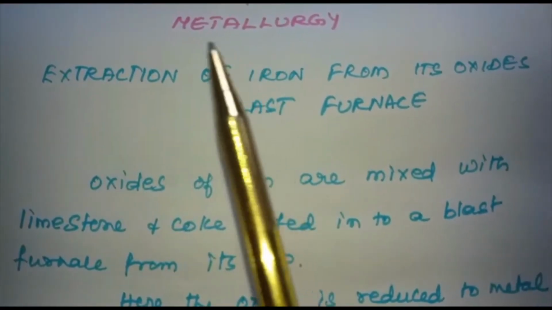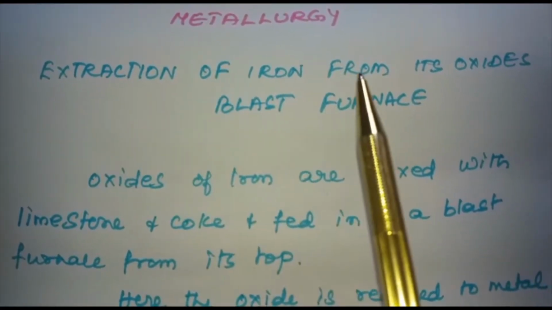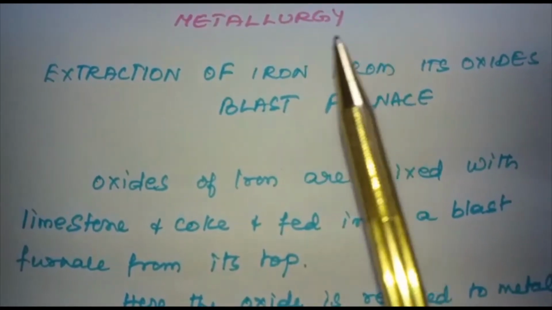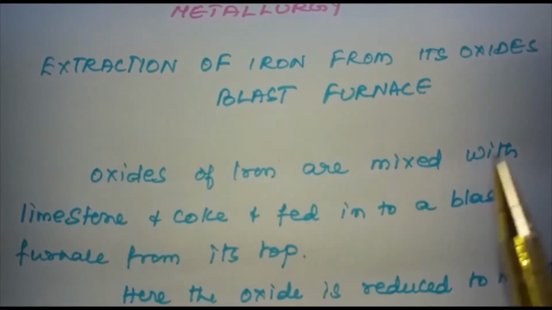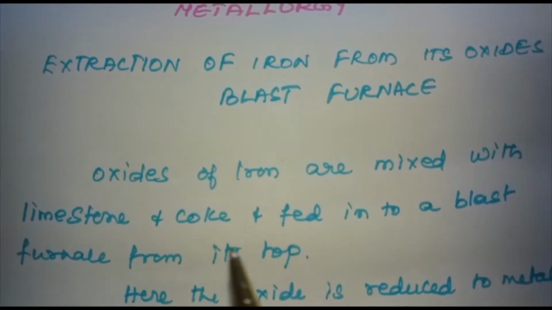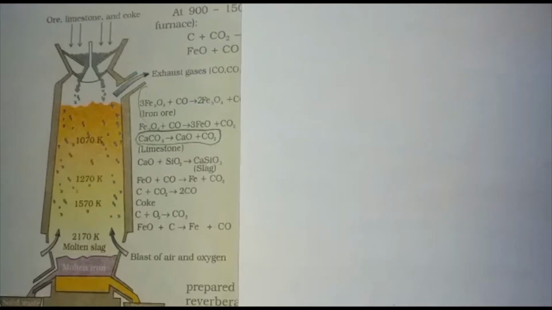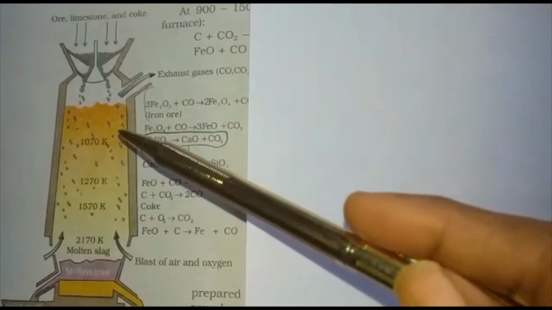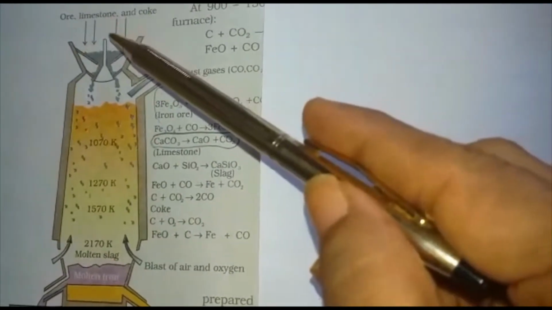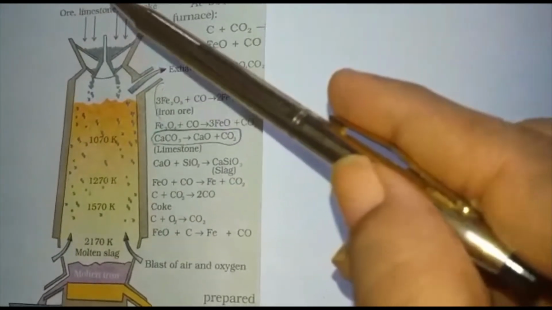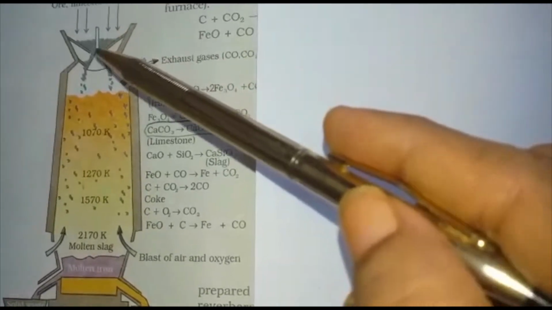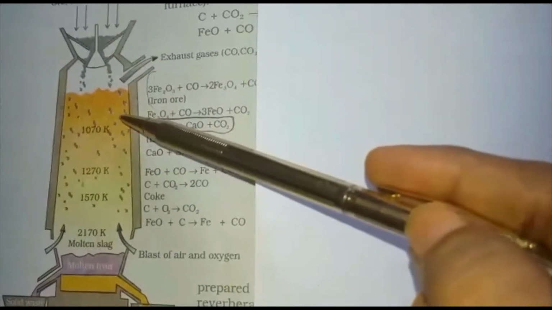In this segment, I'll be discussing the extraction of iron from its oxides through blast furnace in metallurgy. Oxides of iron ore are mixed with limestone and coke and fed into the blast furnace from its top. This is the blast furnace. Here the oxide is reduced to metal.